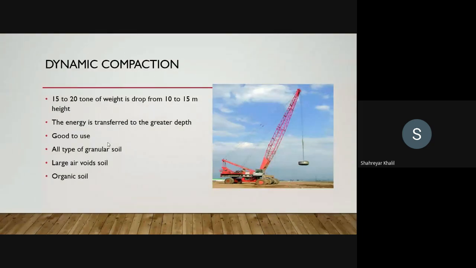Then the next technique is dynamic compaction. In dynamic compaction, about 15 to 20 ton of weight is dropped from a height of about 10 to 15 meter, due to which the energy is transferred to greater depth. This technique is good to use for granular soil, large void soil, and organic soil.